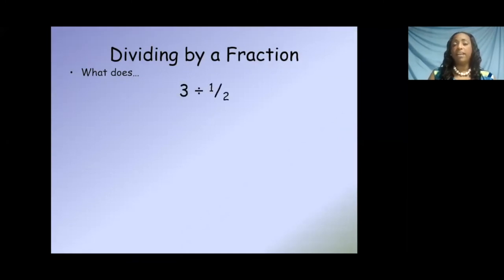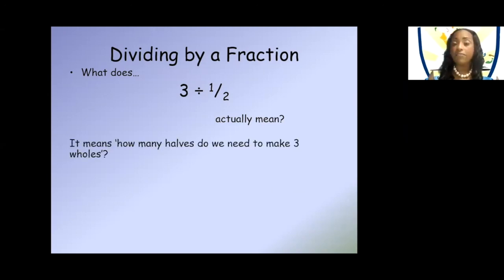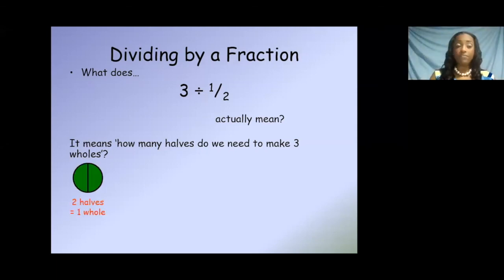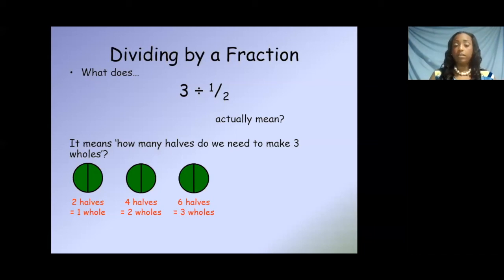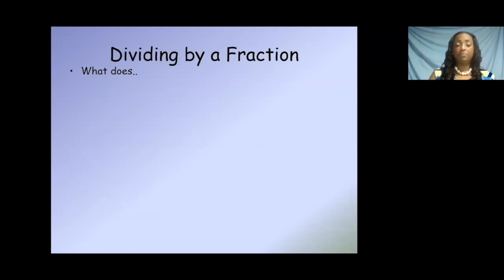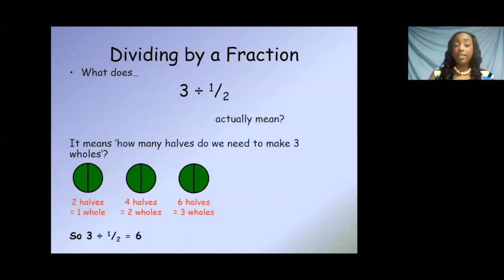What does 3 divided by 1/2 actually mean? Does anybody know? It means how many halves do we need to make 3 wholes? 2 halves equal 1 whole. 4 halves equal 2 wholes. 6 halves equals 3 wholes. So 3 divided by 1/2 equals 6.